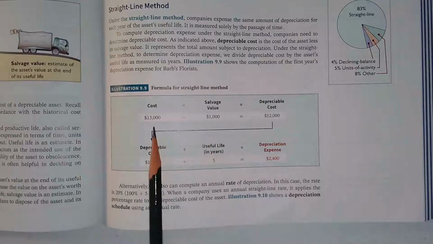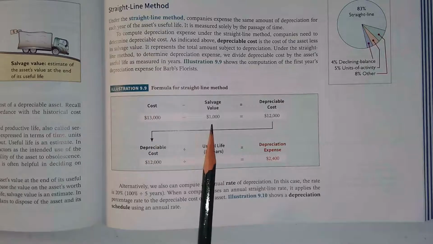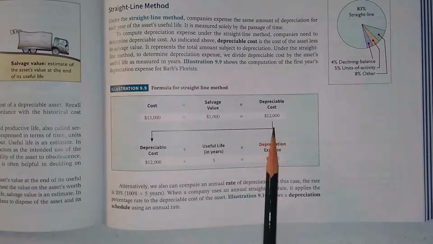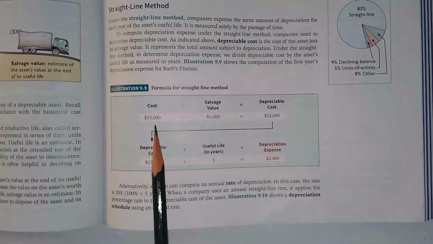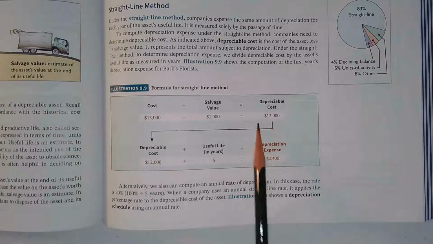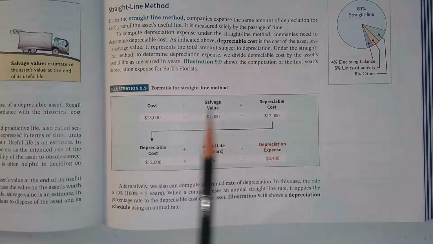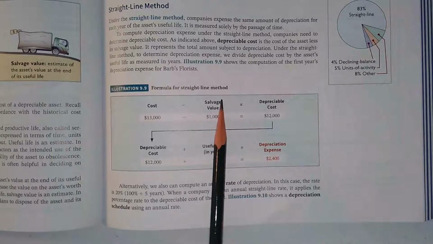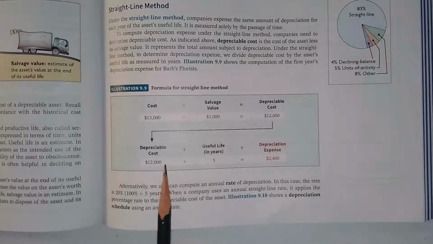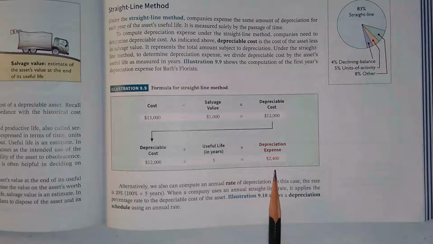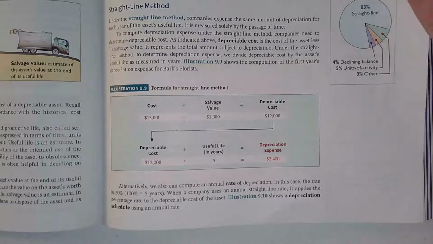The difference between what we pay for it minus the salvage value comes out to what's called depreciable cost. So even though it costs us $13,000, we're only going to write off $12,000. If we're using the straight line method, we take the depreciable cost, not the cost, the depreciable cost, divide through by 5 years, which is its useful life, and get depreciation of $2,400.